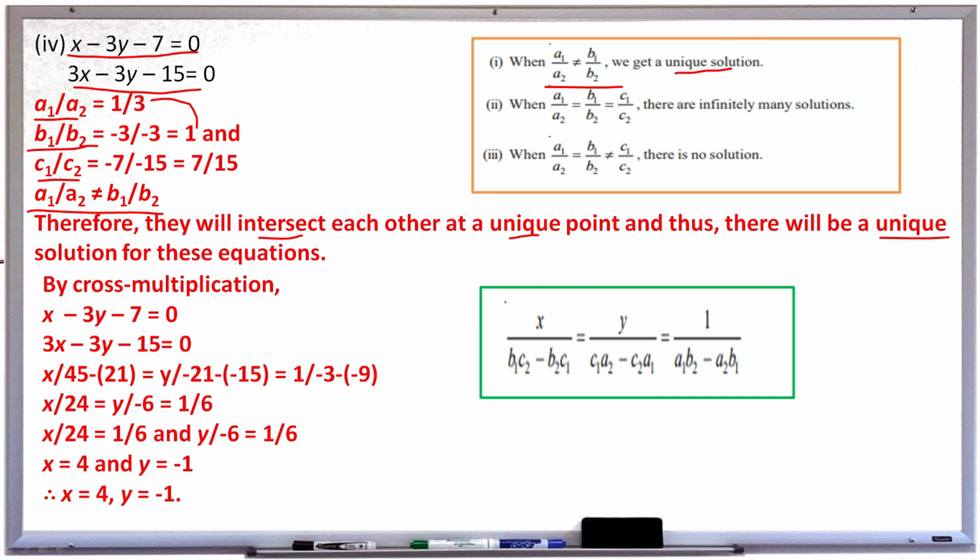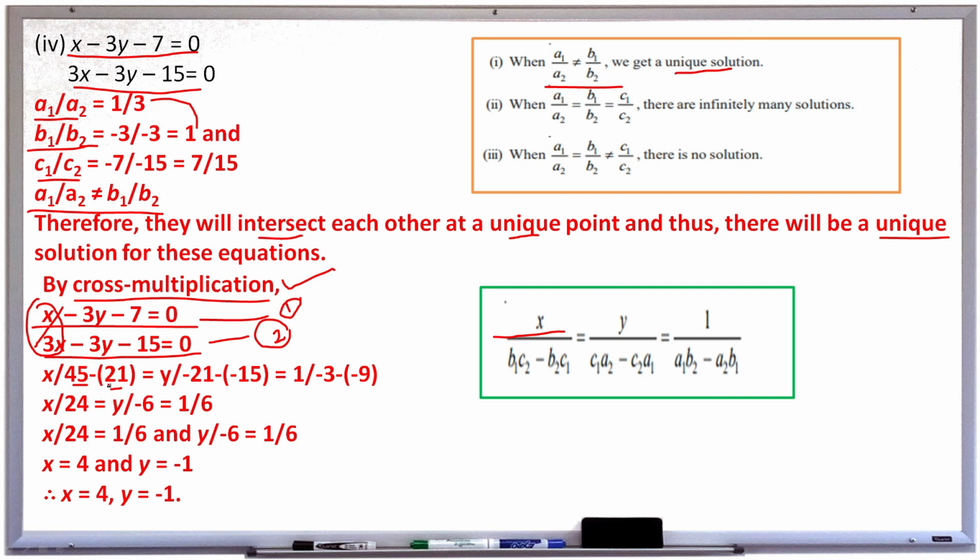If it is a unique solution, you have to find the value of x and y using the cross multiplication method. Here the method, the formula x by b1 c2 minus b2 c1, like that. So consider this equation number 1, and this is equation number 2. Now when you write x by, you have to take the remaining two terms, hide this one, just forget it, just multiply. Minus 3 into minus 15, 45. Cross multiplication, minus 3 into minus 7, it will become 21.